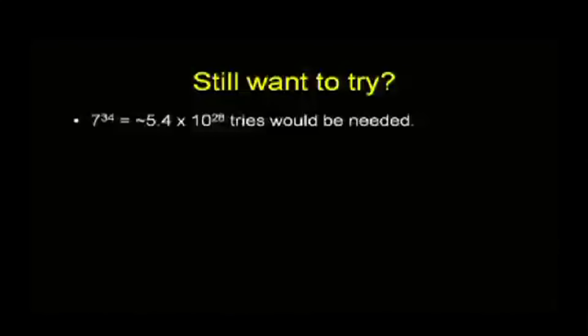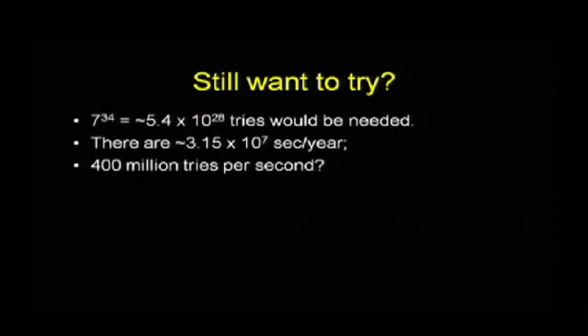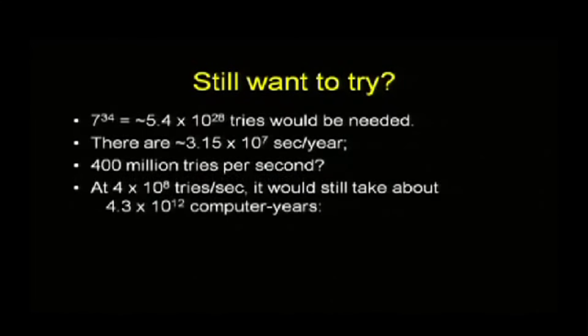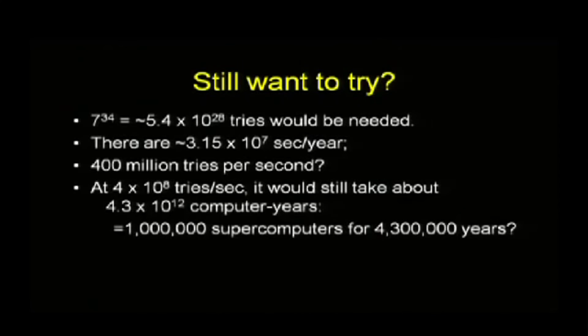And so, if you still want to try doing this mechanically, and that means you've got 7 to the 34th power, that's 5 times 10 to the 25th tries that would be needed, and there are 3 times 10 to the 7th seconds per year. Let's assume you had a supercomputer that would do 400 million of these per second. How long would it have to work? It still would have to work over 4 times 10 to the 12th computer years. In other words, if I had 1 million of these supercomputers, it still would take over 4 million years. I think it's clear that this is not something that could happen by randomness. And this was only with 34.